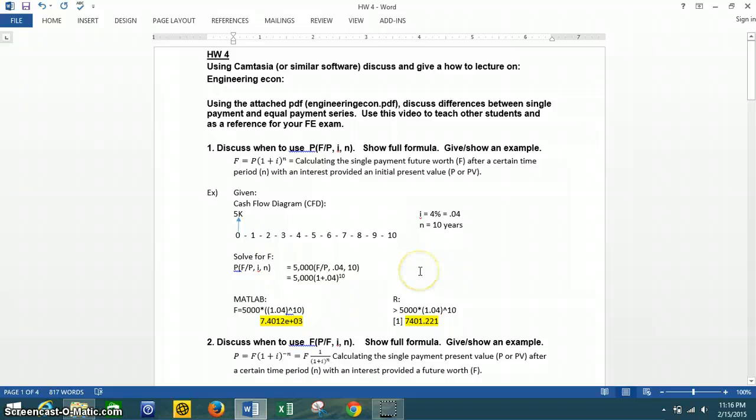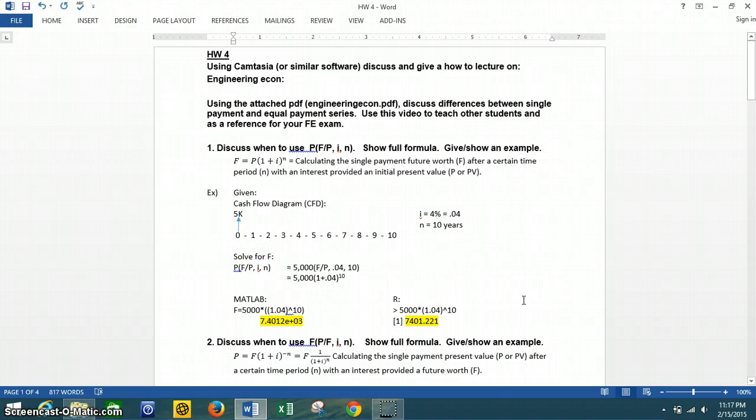And if you just substitute all those numbers into their proper location in the formula, you can calculate that in MATLAB or in R, which is another software that I've used. And both of these will produce generally the same answer, given a couple of rounding errors. So that's pretty simple and easy.